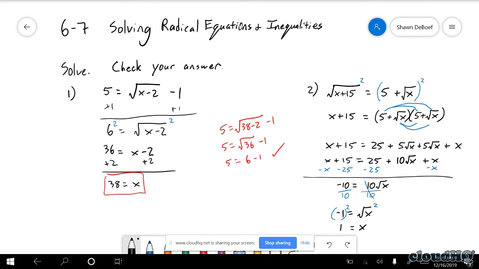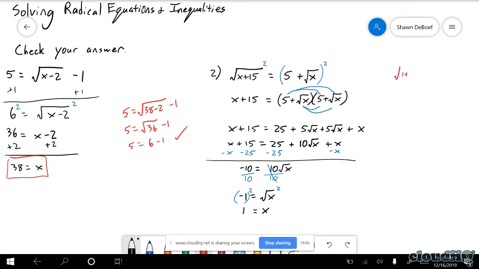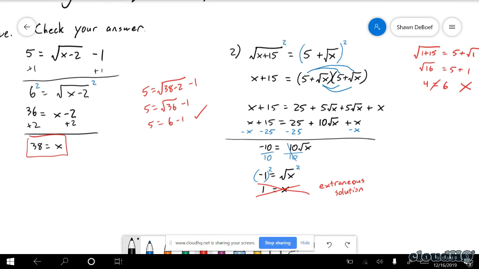But I better check that answer. So I end up with square root of 16 equals 5 plus 1. Well, that becomes 4 on the left side and 6 on the right side. It does not equal. So therefore, we would say that 1 was an extraneous solution. You don't have to write that word down. It appeared to be a solution, but it did not fit the domain. We had a square root problem, and when we plug 1 in there, we got a negative. That was a problem.